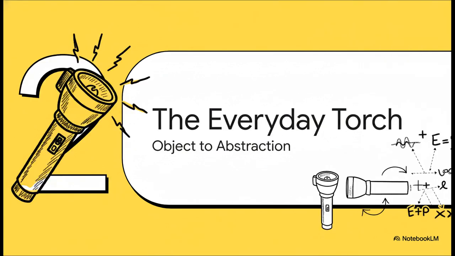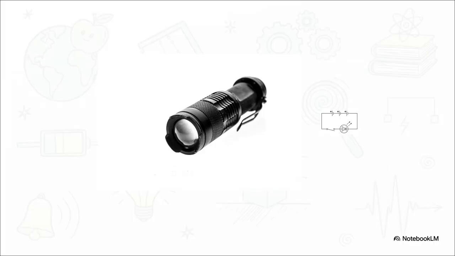Let's begin with something you've probably got stashed in a drawer somewhere, a torch or a flashlight. In the real world, it's just a solid object. But in physics, we can translate it into this language of symbols and lines to see exactly how it works. So here you can see the real-world torch right next to its circuit diagram. You can think of that diagram as a kind of map. It strips away all the extra stuff, like the plastic casing, and shows us the exact path that electricity takes to make light. It's all about the function.